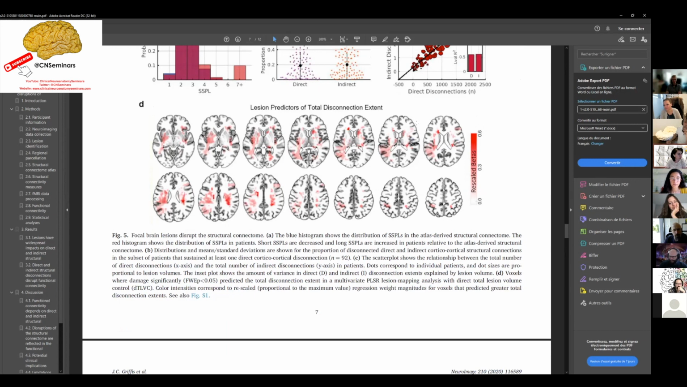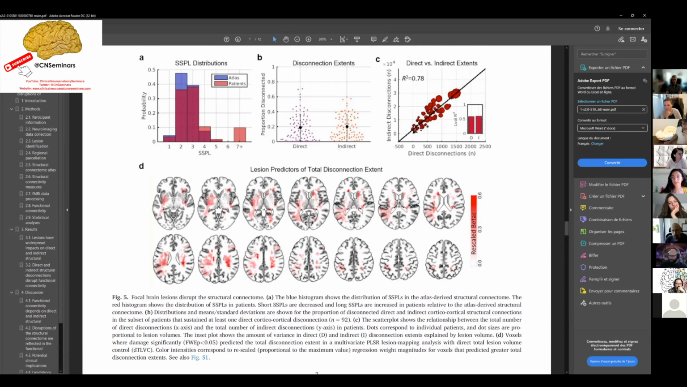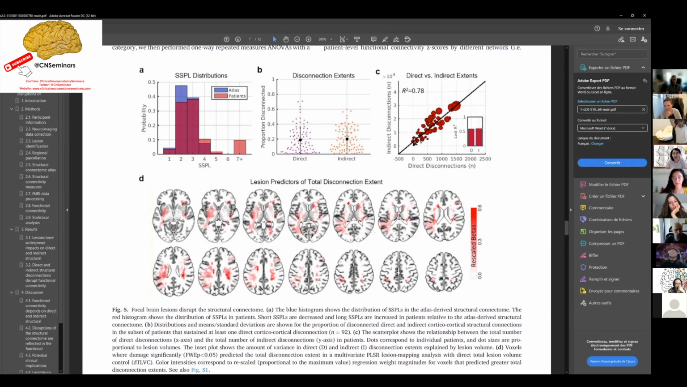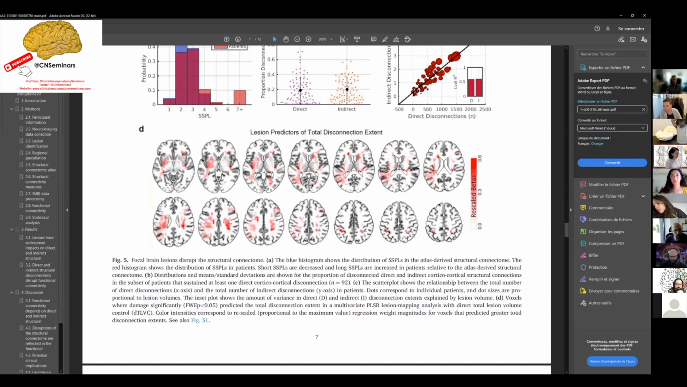And so the next result is just a map. They took both direct and indirect disconnections and put them all together to create an index, which can be used to explain the degree of disconnection in the brain and to correlate with the lesions in each subject. They did some kind of regression to get this map of where the lesion would create the most disconnection in the brain.